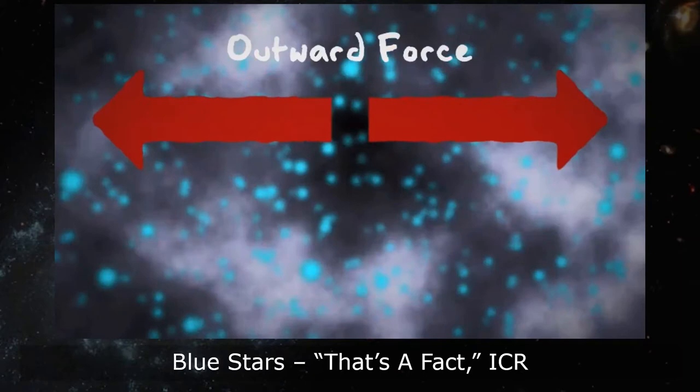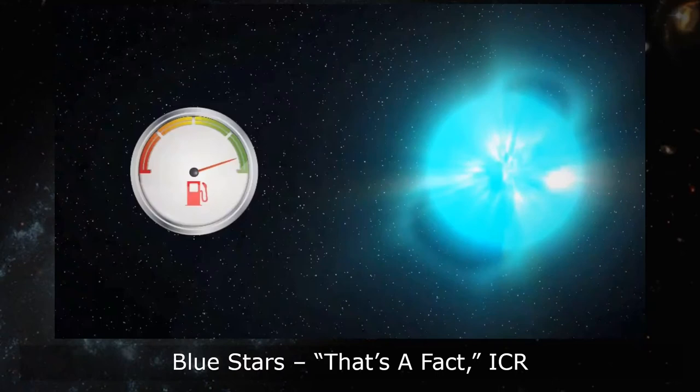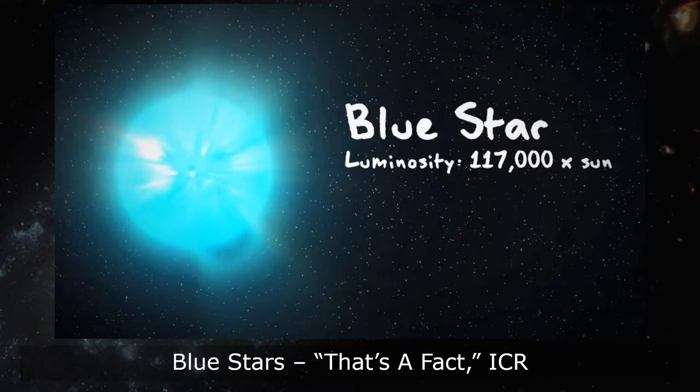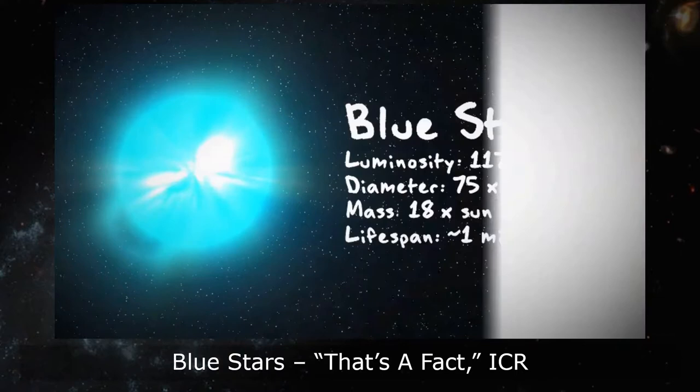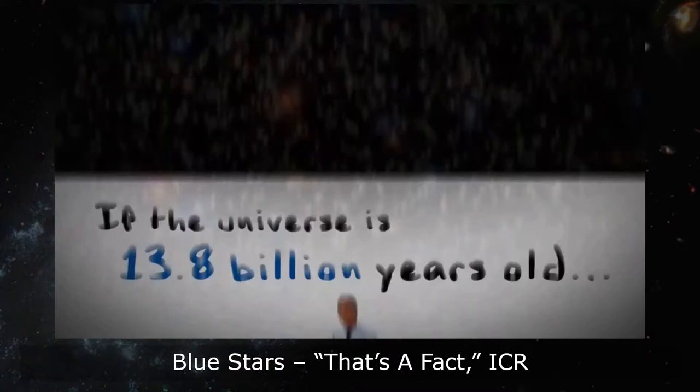Blue stars churn through their own fuel so fast that they cannot last billions of years. And based on their observed luminosity, the most massive blue stars cannot last even 1 million years before running out of fuel. If the universe is 13.8 billion years old, as secularists claim, blue stars should not be here anymore. But they are, and we find them all throughout the universe.